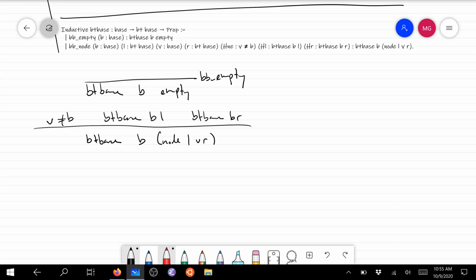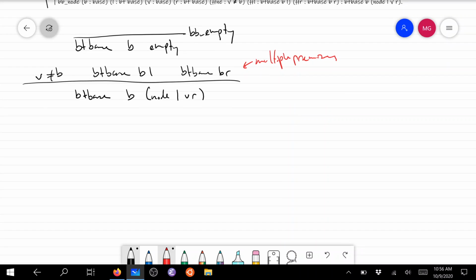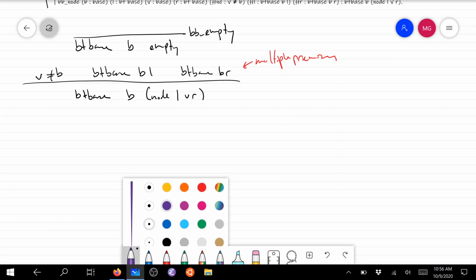Okay, so this is interesting because this is the first time we really see multiple premises. You can also say premises, whatever feels natural to you. It's great. Okay, so either of these is great. Now, let's look at a derivation of this. So let's build one for.